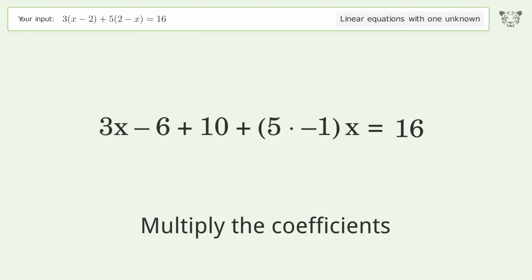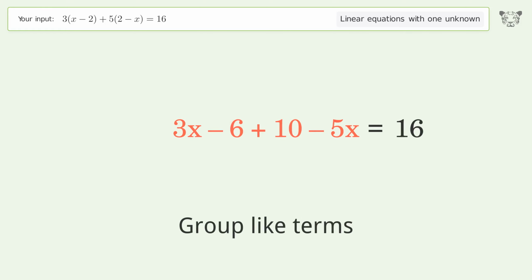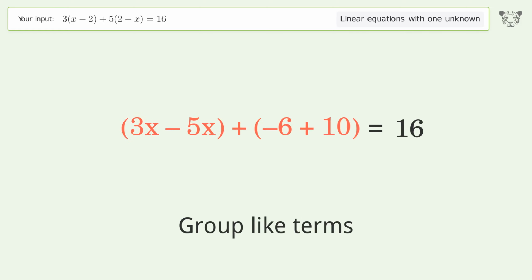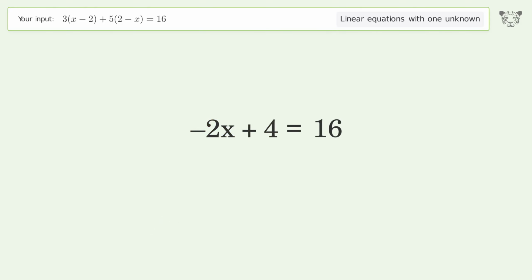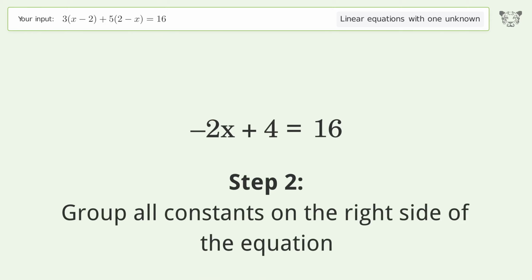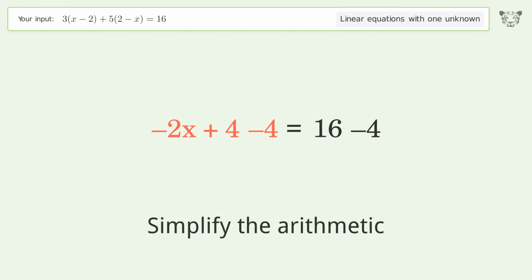Multiply the coefficients. Group like terms. Simplify the arithmetic. Group all constants on the right side of the equation. Subtract 4 from both sides. Simplify the arithmetic.